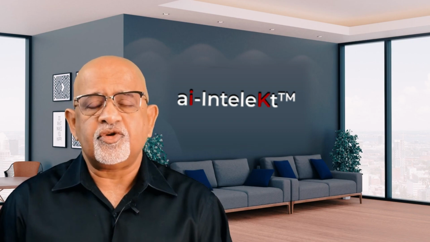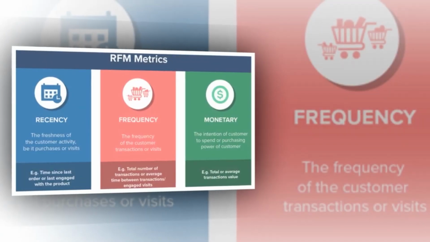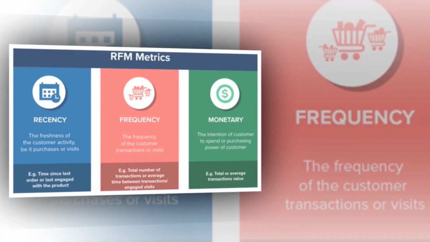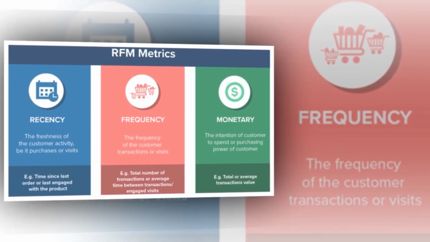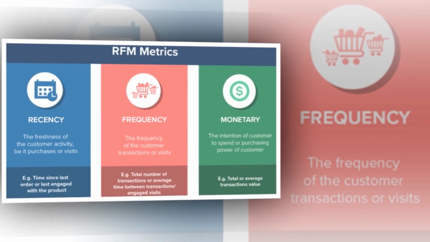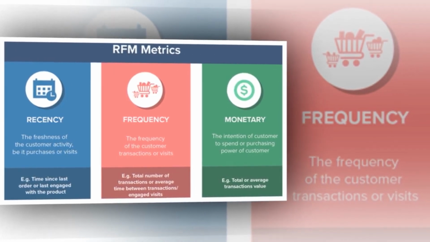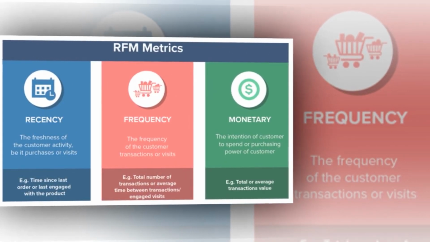The third aspect you're trying to measure is recency, frequency, and monetary. Now you can make this complex. So recency is the recent number of days that they've shopped with you, the frequency is the number of times they shop with you a year, and the monetary is the amount they spend with you over a year.